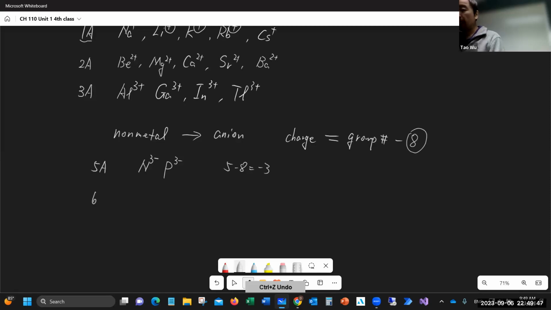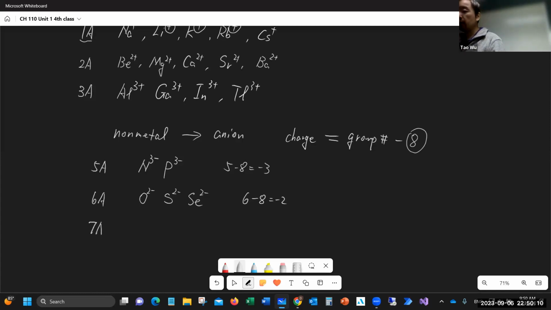6A group, like oxygen, sulfur, and also selenium. These all have a 2 minus charge. Why? Because the group 6A minus 8 gives a negative 2.